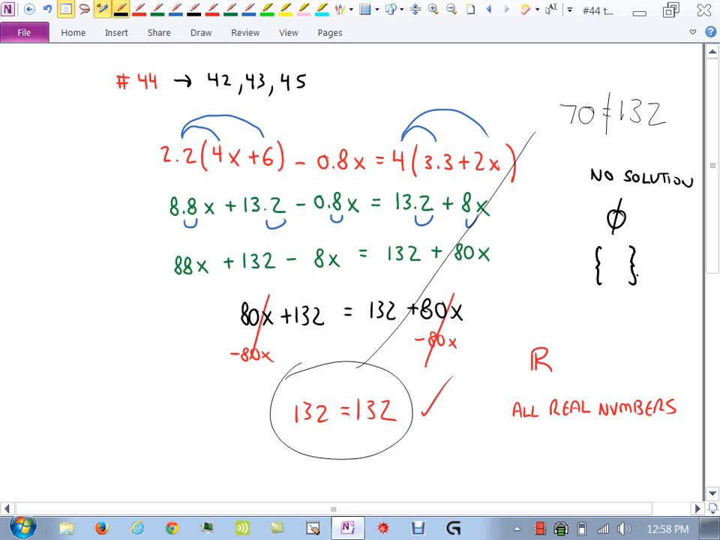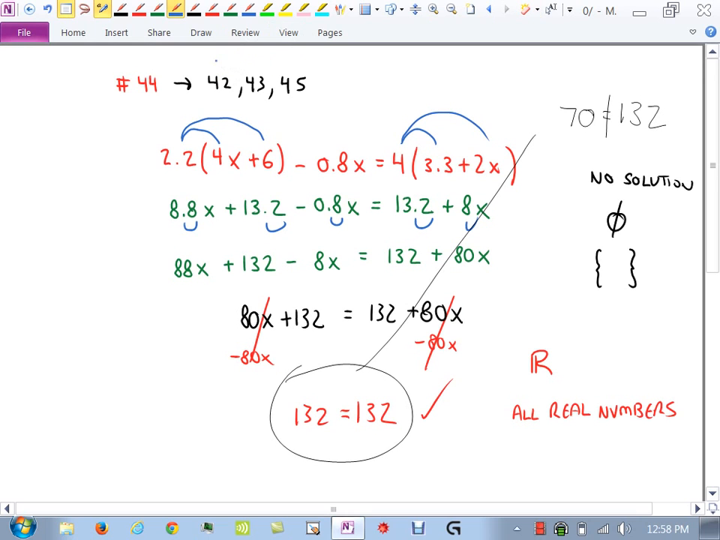So the reason why I told you you should look at 42, 43, and 45 is that each of those is one of these two cases. And I'll even tell you what you should get so that when you're practicing you can see. On 42, you should get the empty set. On 43, you should get all real numbers. And on 45, you should get the empty set.